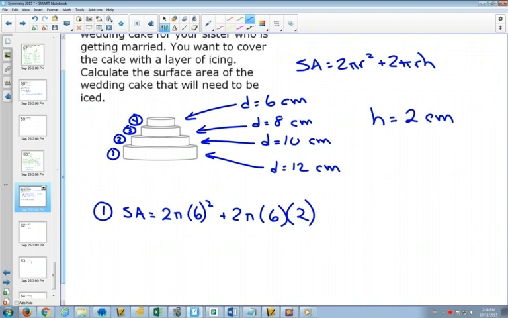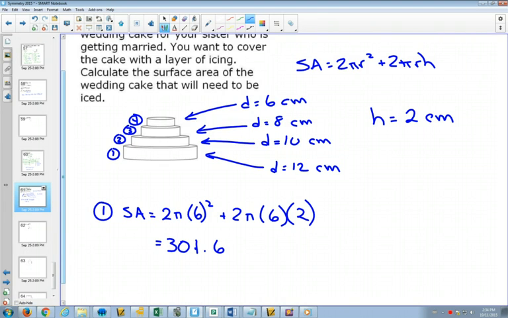Now, if we type this into our calculator to figure out what this is equal to, we get 301.6. So our first one is 301.6. Yeah, we'll subtract the areas after. So we'll start this way.